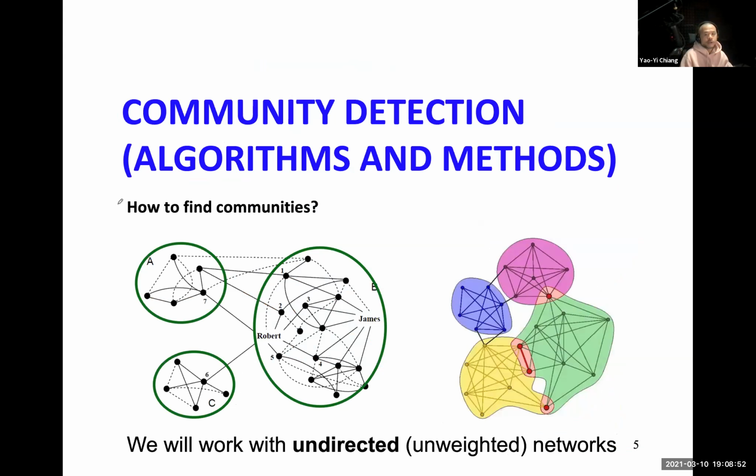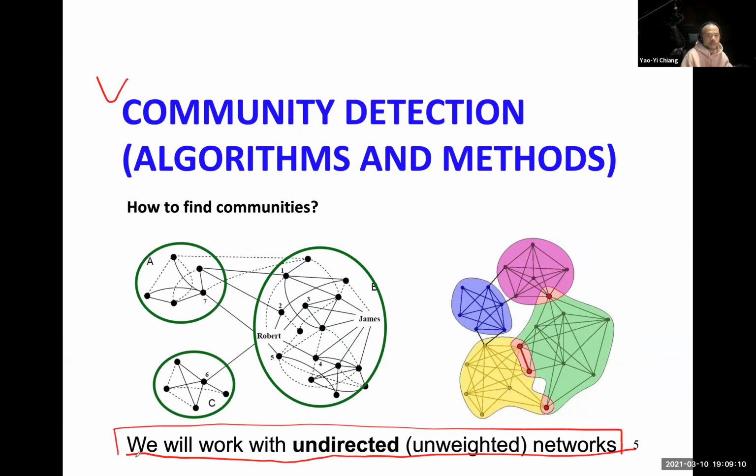So we are then going to talk about community detection. We're going to talk about algorithms to do that. And most importantly, we are going to work on undirected and unweighted networks. So this is the simplest one. There are other algorithms that will be able to work on directed graphs or weighted graphs, but not before you understand how we can process undirected and unweighted graphs.